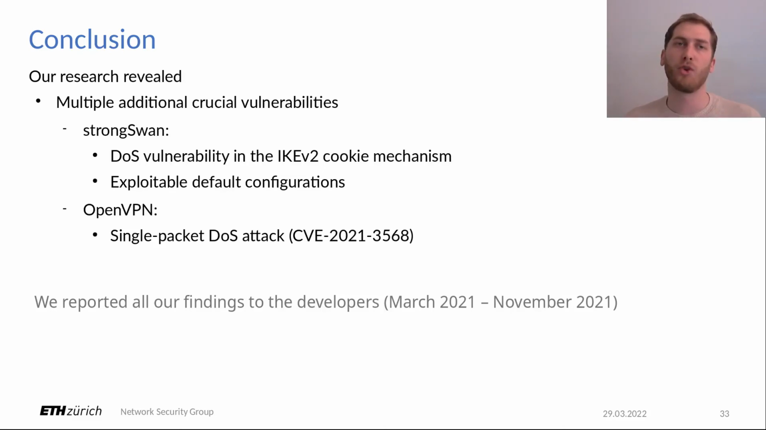These include a vulnerable cookie mechanism and exploitable default configuration in strongSwan. For OpenVPN, we also found a single packet DoS attack. All findings have been reported to the developers during the year 2021.